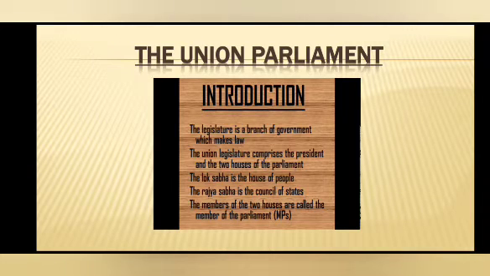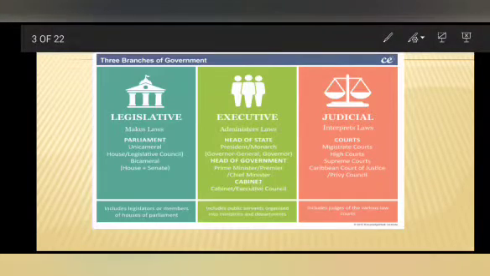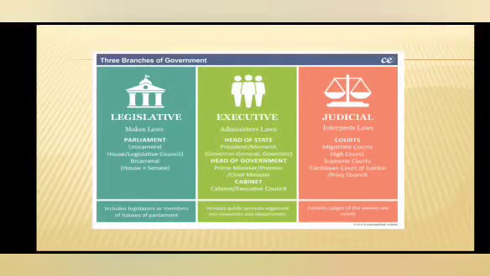But in modern democratic states, these functions are performed by distinct wings of the government, which are more or less independent in their respective spheres. The lawmaking wing is called the legislature, the governing wing is called the executive, and the wing that dispenses justice is called the judiciary. India, the largest democracy of the world, has the same setup.